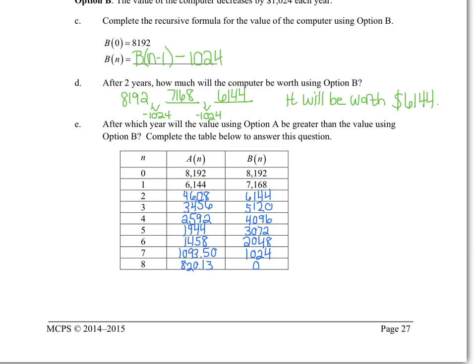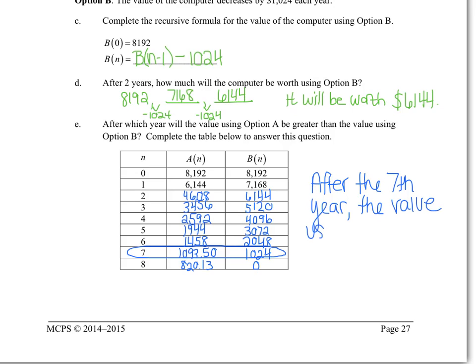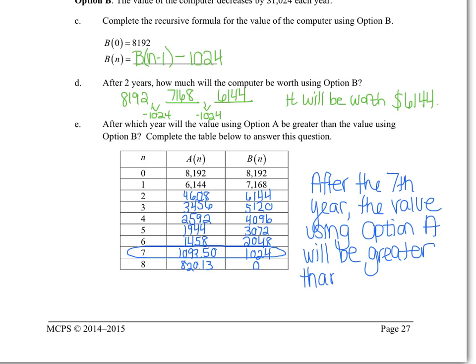So after which year will the value using option A be greater than the value using option B? And that's going to be right here. So after the seventh year, the value using option A will be greater than the value using option B.